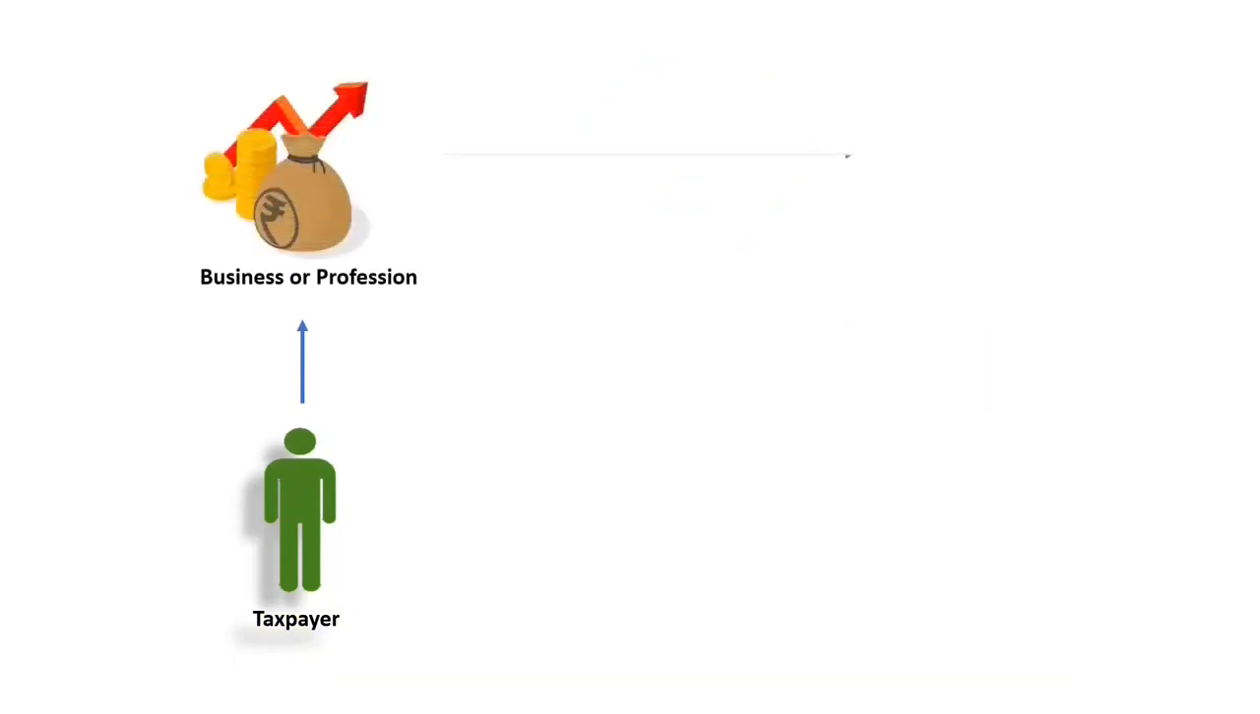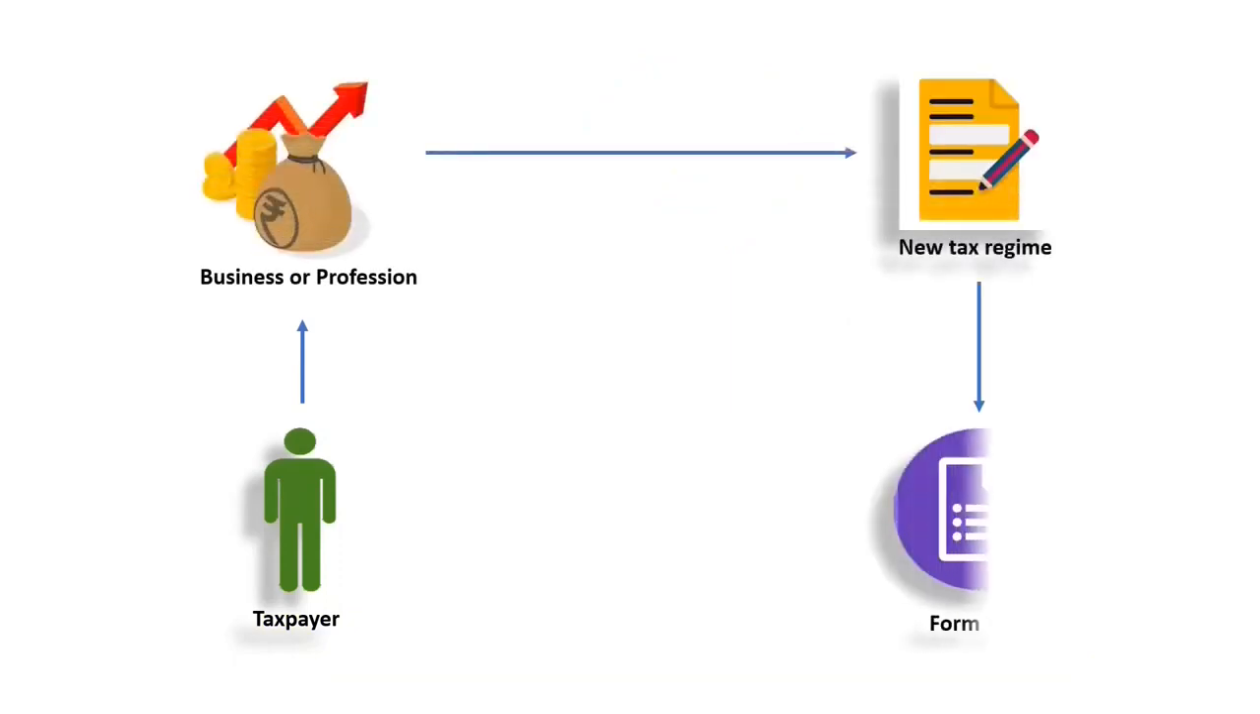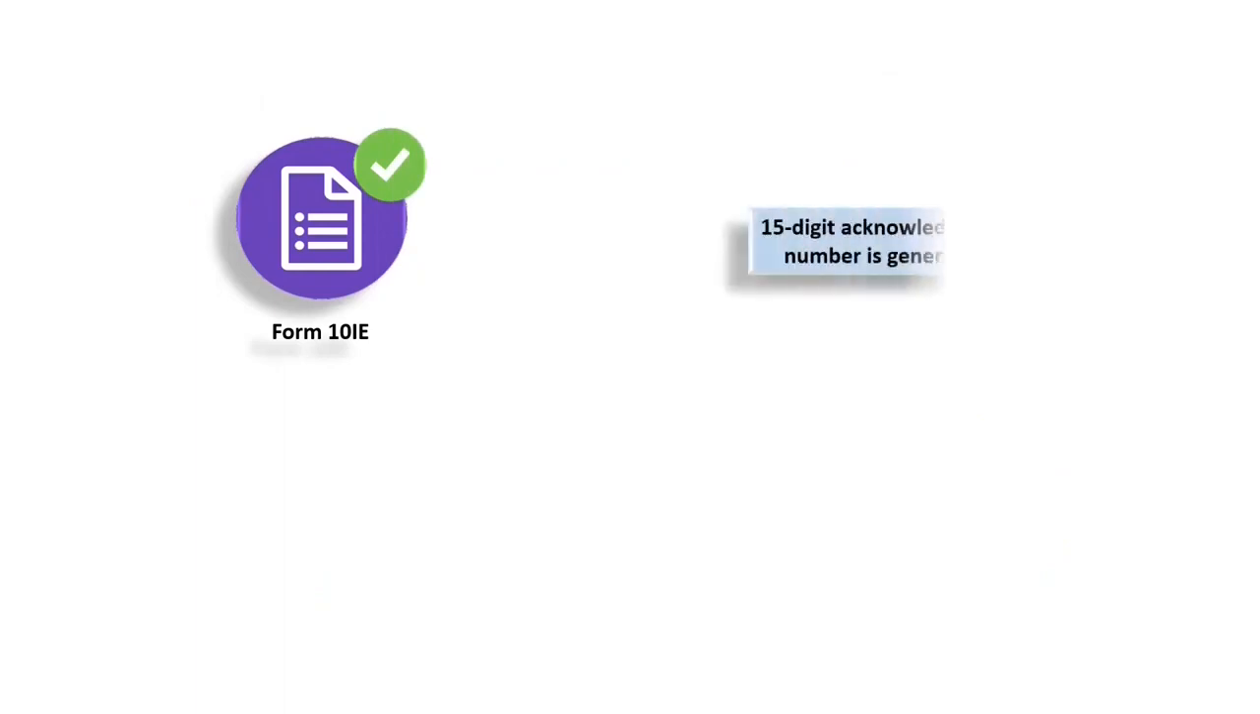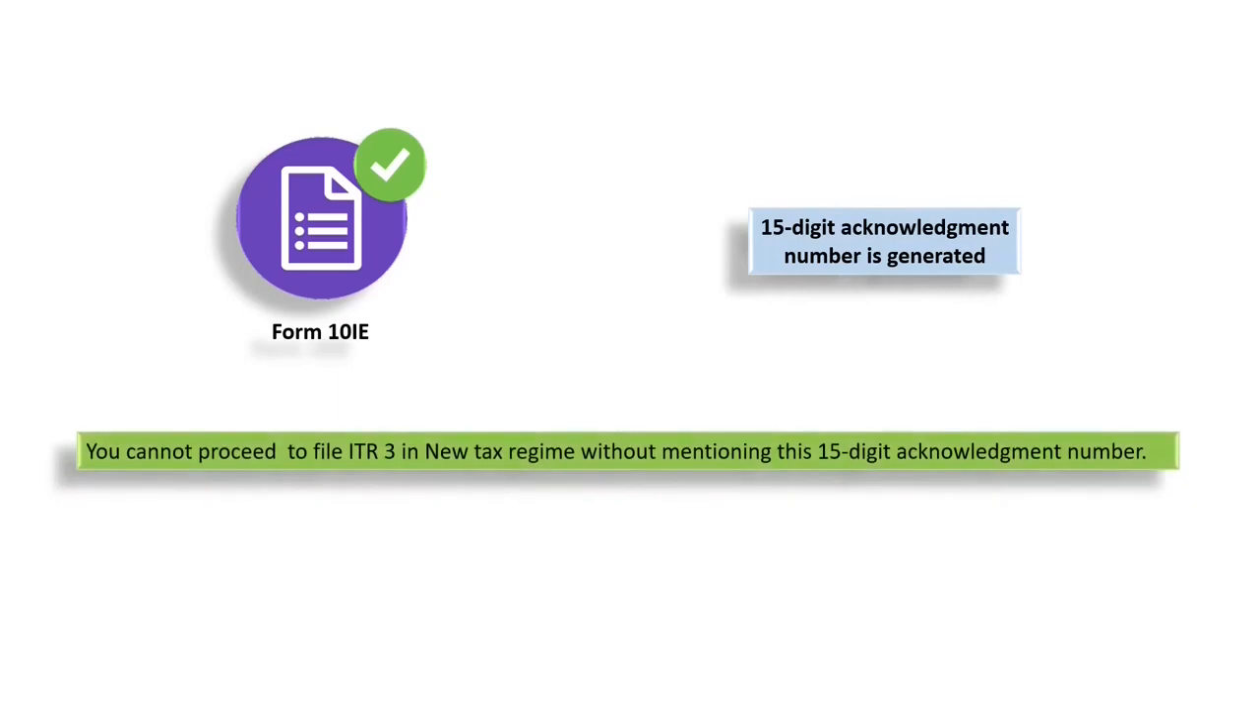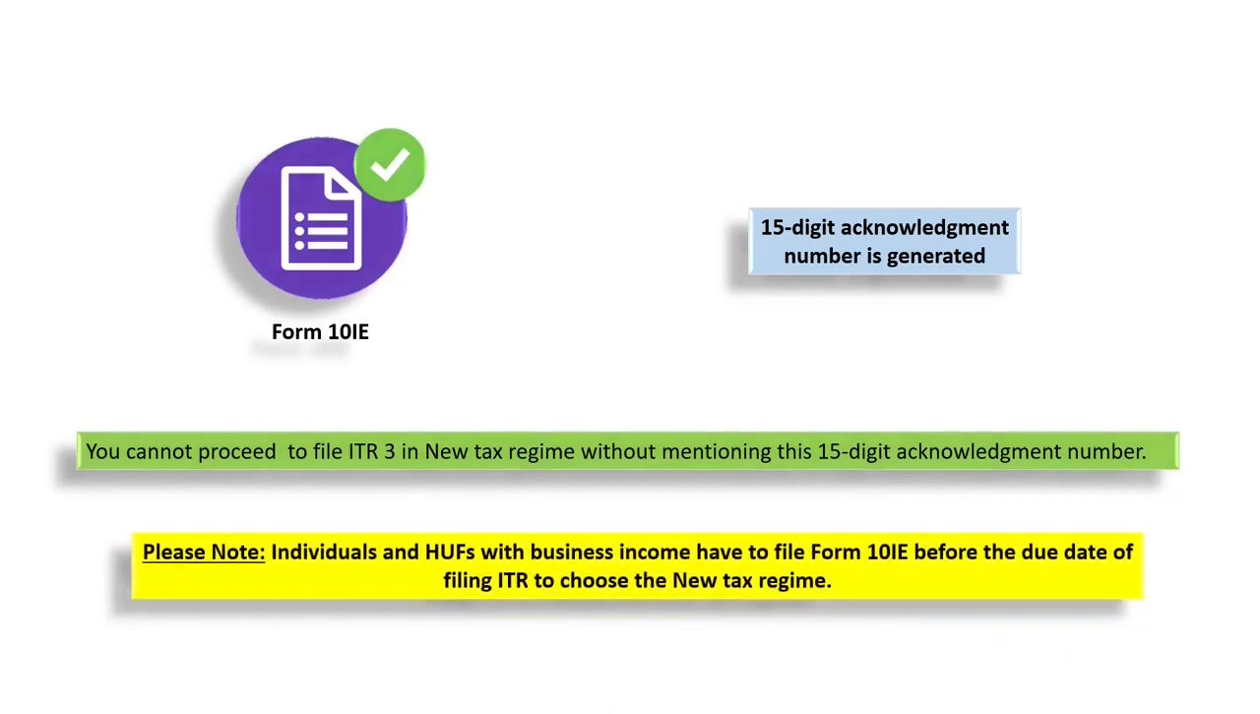Taxpayers who are reporting income under the head profits and gains of business or profession and choosing the new tax regime are required to file Form 10IE if they wish to report their income under the new tax regime. After submitting Form 10IE, a 15-digit acknowledgement number is generated. You cannot proceed to file ITR 3 in the new tax regime without mentioning this 15-digit acknowledgement number. Please note, individuals and HUFs with business income are required to file Form 10IE on or before the due date of filing income tax return to choose the new tax regime.